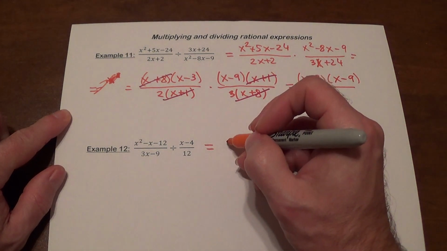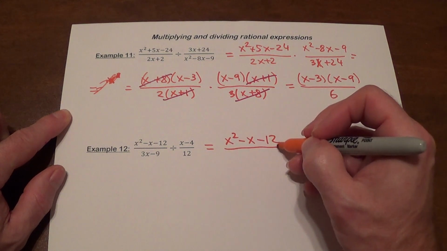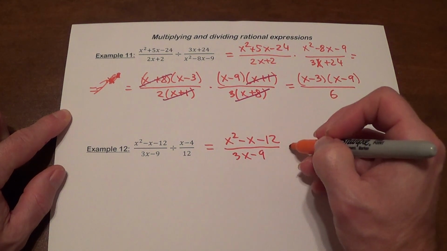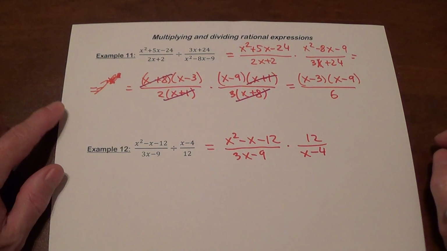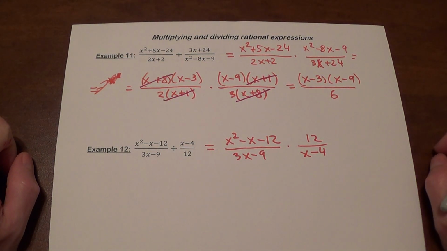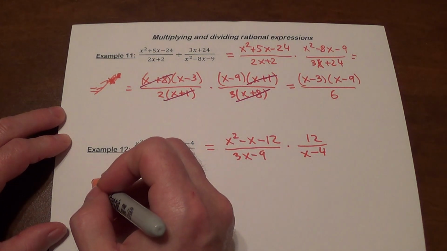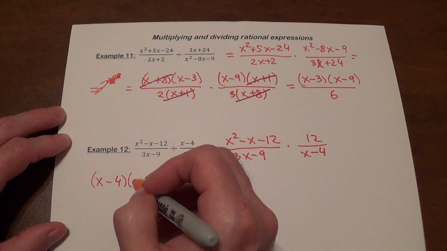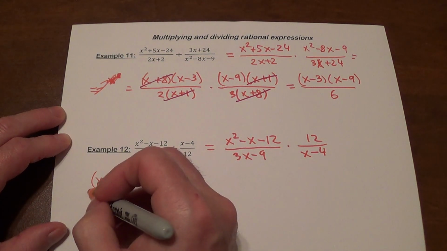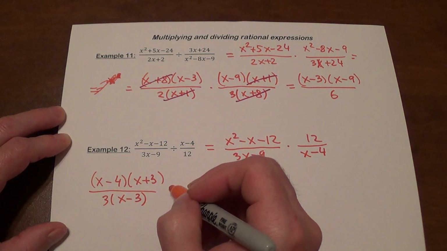Next problem. Let's rewrite first. Again, I'm trying to be consistent here. So let's go ahead and factor now. So the numerator of the first rational expression is going to be x minus 4 times x plus 3. The denominator you can factor out 3, which will leave you with x minus 3.